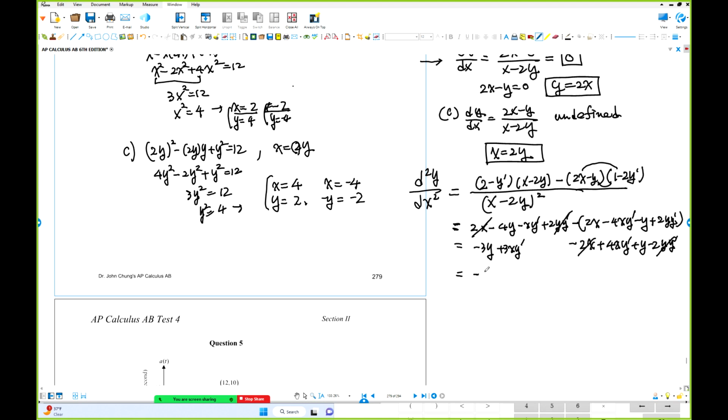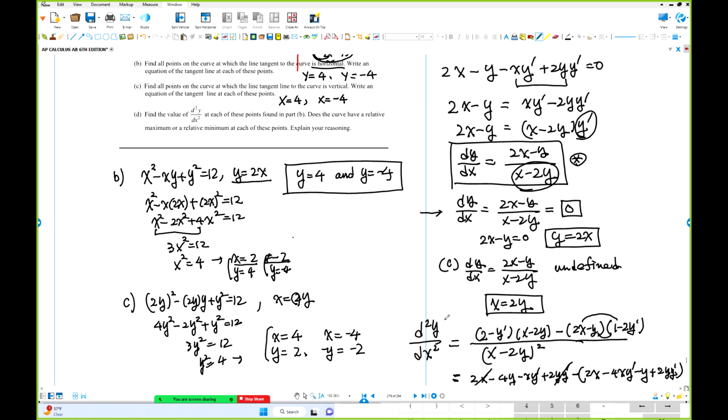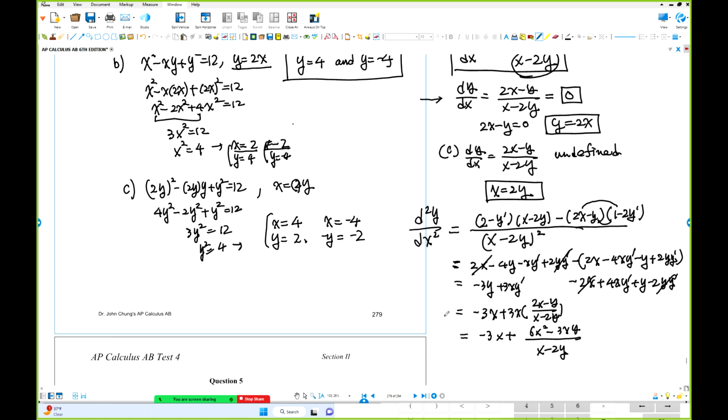Wow, this is a lot of work. Negative 3y plus 3x times y prime, where y prime is (2x minus y) over (x minus 2y). So negative 3y times (x minus 2y), plus 3x times (2x minus y): 3x times 2x is 6x squared, and minus 3x times y is 3xy. Wow, this is too much work. I think this is not a good idea. This is really too much work.